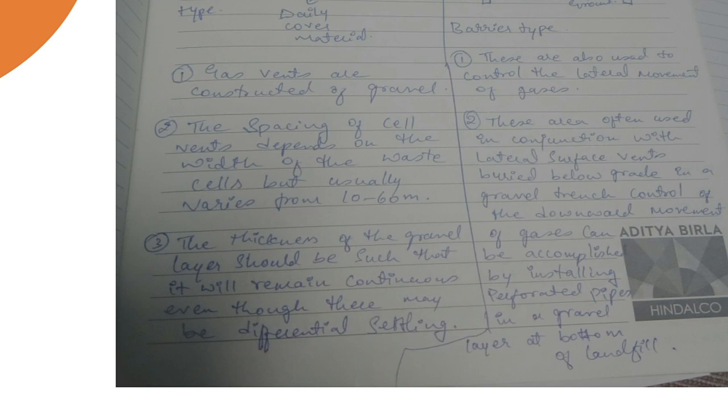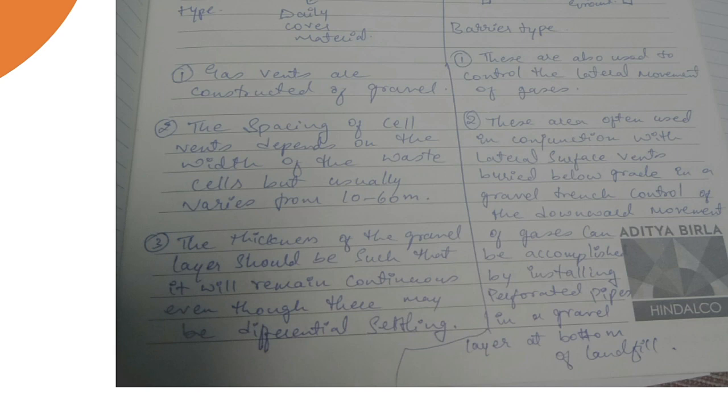It should not be changed. Whatever gas vents are constructed with the help of gravel materials, the spacing of the cells or the width depends upon the volume, or we can say the area, of that particular pit. Depending on that, the width of that particular cell will be decided. It usually varies from 10 to 60 meters. Sorry if I confused you. Just keep that in mind.